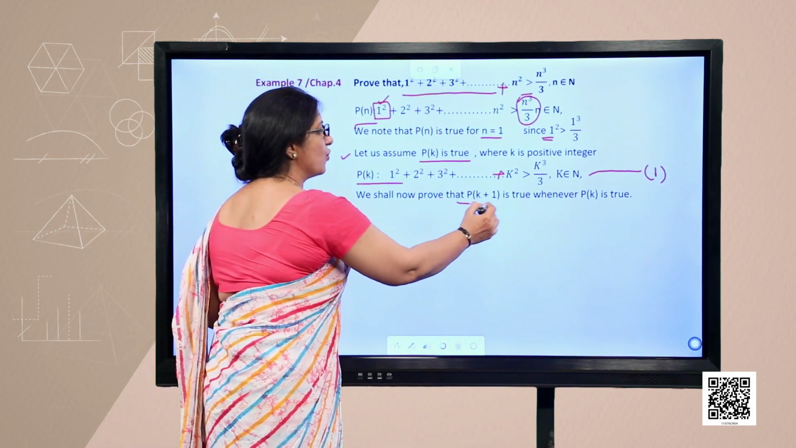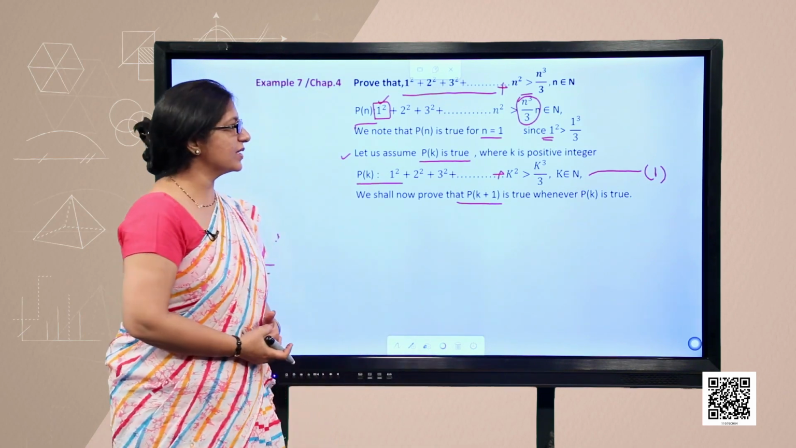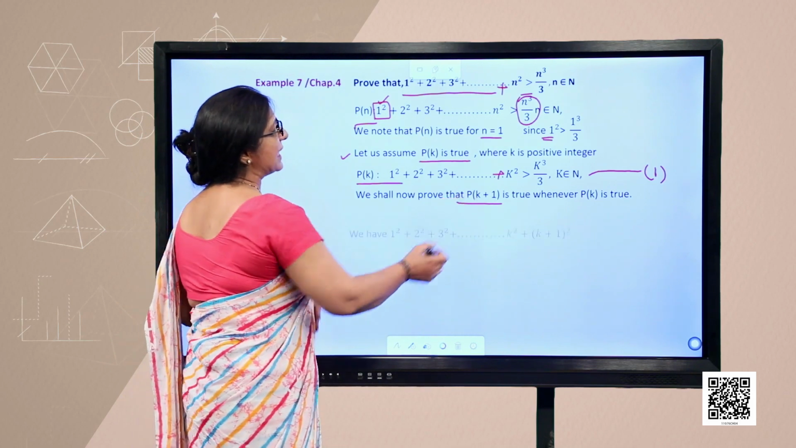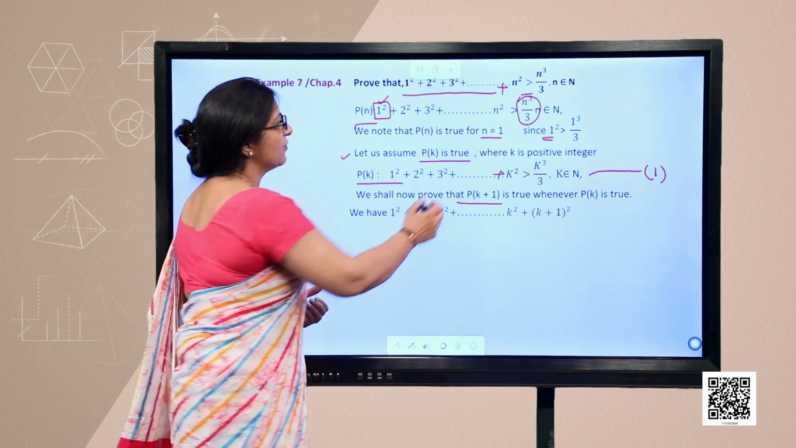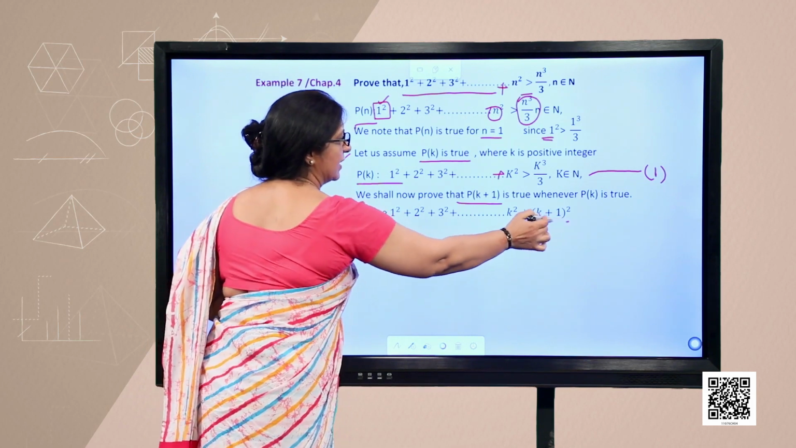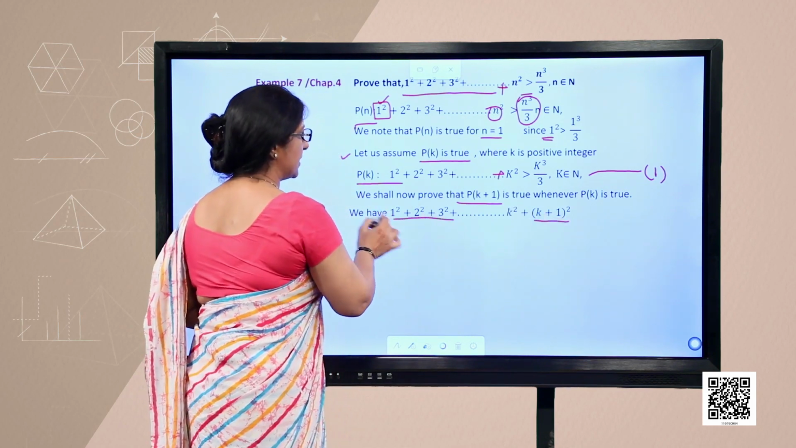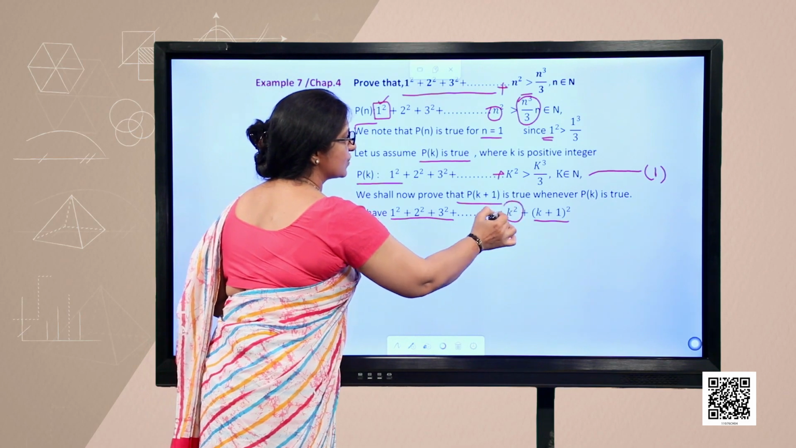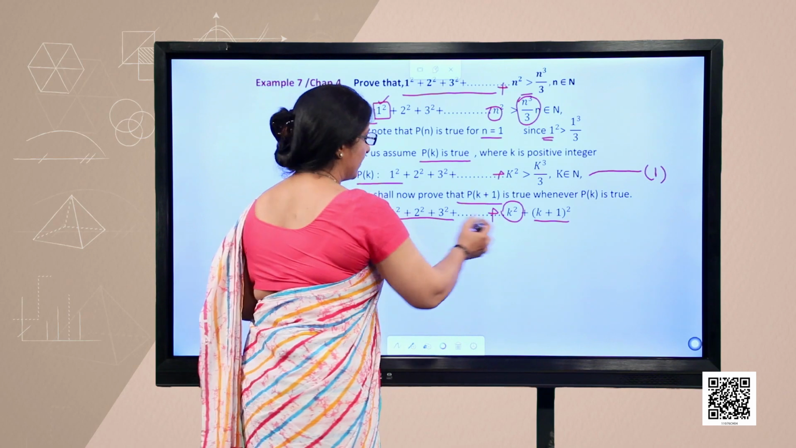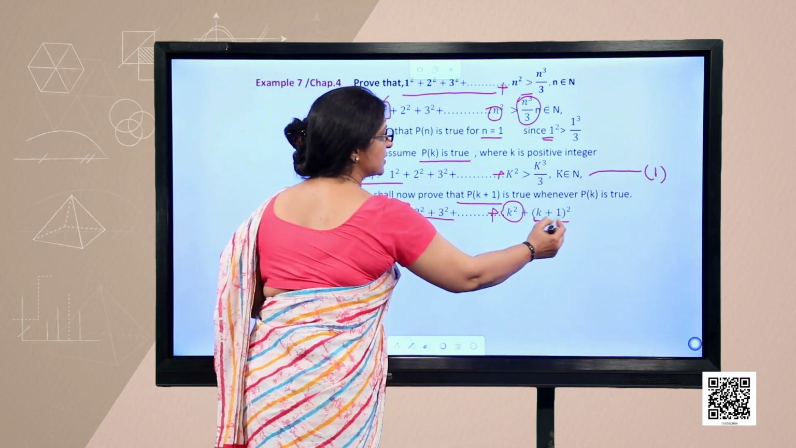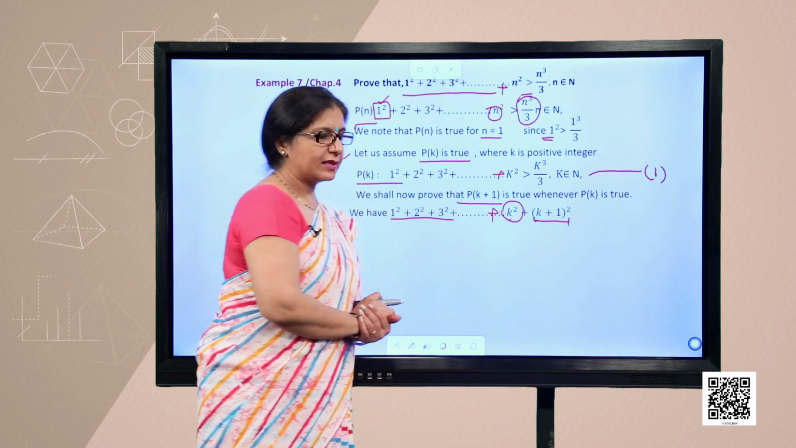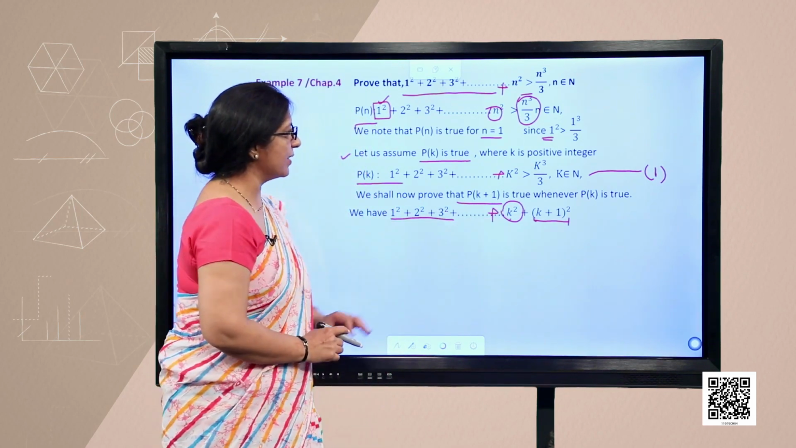Now we need to prove that Pk plus 1 is true whenever Pk is true. What is Pk plus 1? Again the same step, we need to replace n by k plus 1. Here we have replaced n by k plus 1. From where has this k square come? Because this is just the previous term. We have taken the sum till the k plus 1th term, and the previous term can always be written, so we have written here plus k square.